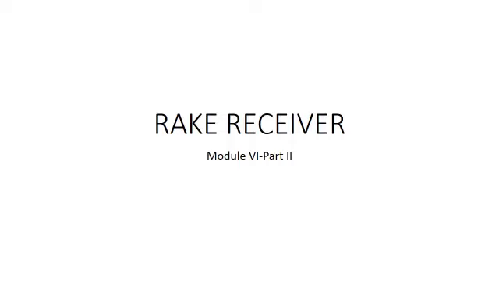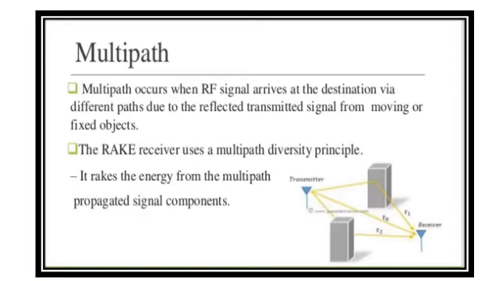Presentation from module 6. In this presentation, we will discuss the rake receiver. In the previous presentation, we had discussed multipath propagation and small signal fading. We know that multipath occurs when a radio frequency signal arrives at the destination via different paths due to reflections of the transmitted signal from moving or fixed objects.